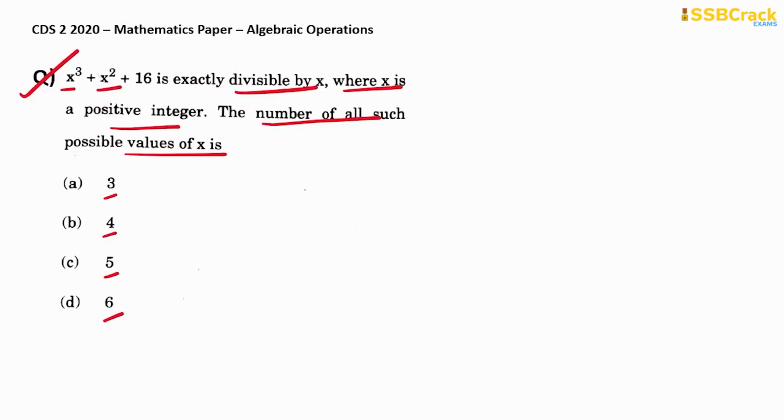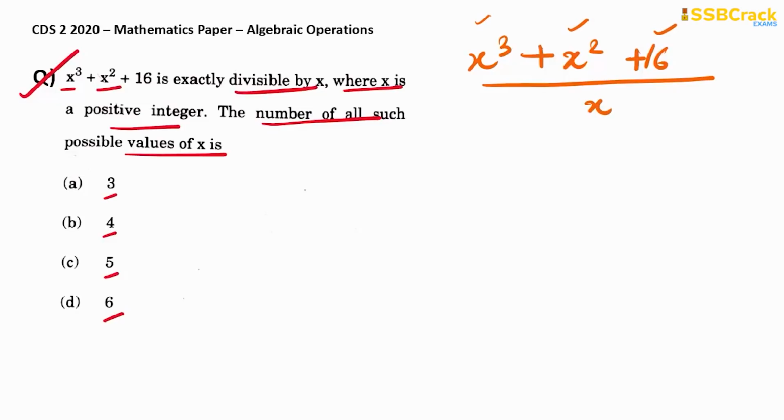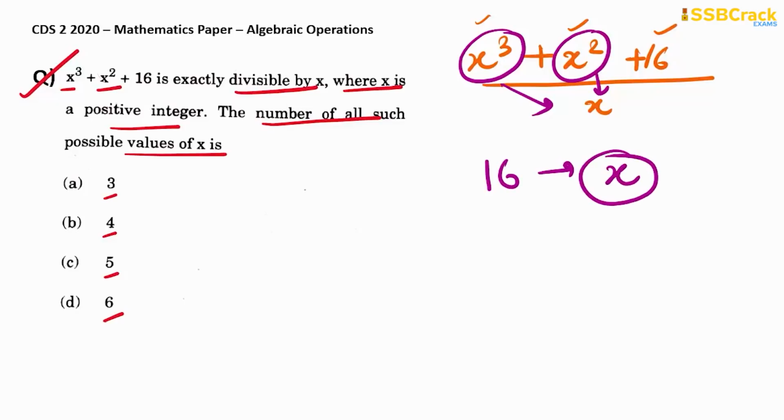So the first condition given is that x cube plus x square plus 16 should be divisible by x, right? So we know that for that it should be divisible by each of these terms separately, and we can directly see that x cube will be easily divisible by x. Similarly, x square will always be divisible by x. So the last condition should be that 16 should be divisible by x, and for that x should be a factor of 16.